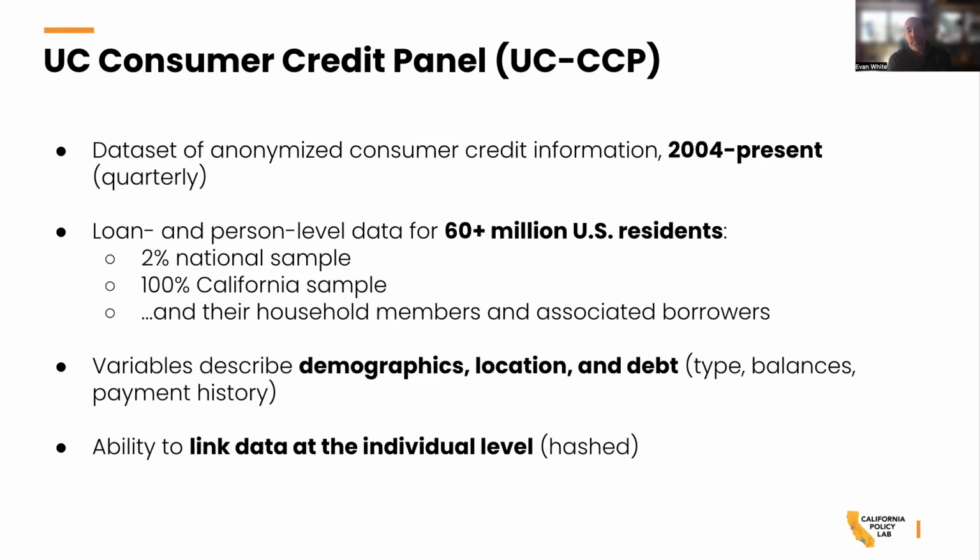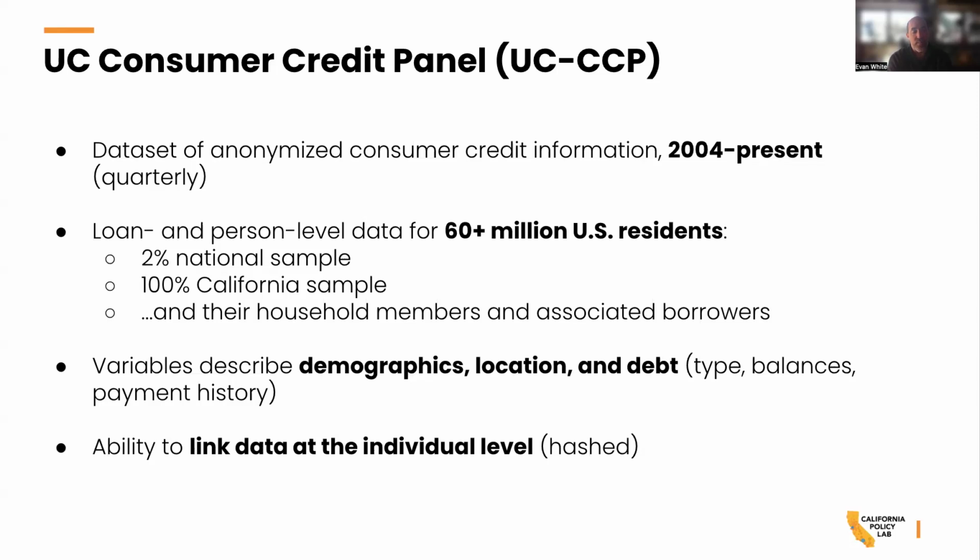So we get that information at the person level for everybody who lives in California and a 2% national sample as well. We do not see the names of the individuals, nor do we see the names of the financial institutions that they have relationships with, but we see anonymized identifiers for those things. We have the data quarterly from 2004 to the present. We get new quarters data usually within about a month of the end of the quarter. So it's updated frequently, and it's very close to real time.